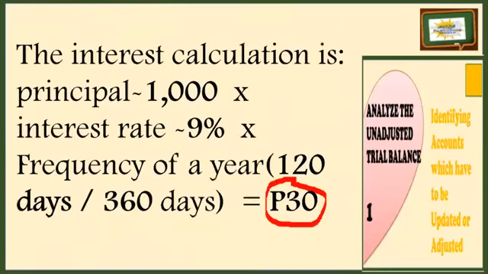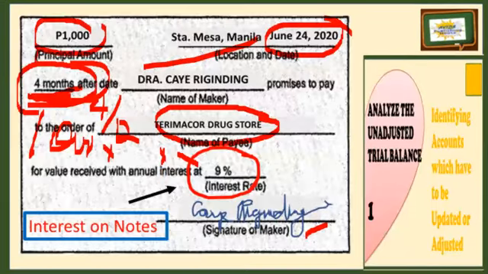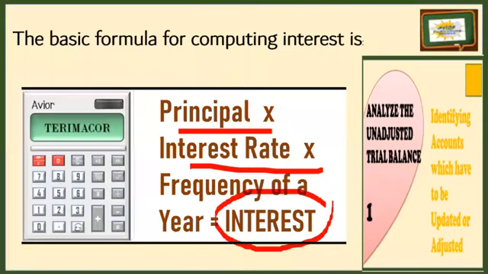So, in our example, let's go back to 4 months after date. So, it will be June, July, August, September, October. So October 24 will be the due date of this note. On the due date, October 24, Dr. Riginding should pay the 1,000 plus 30 pesos interest. So 1,030 pesos.